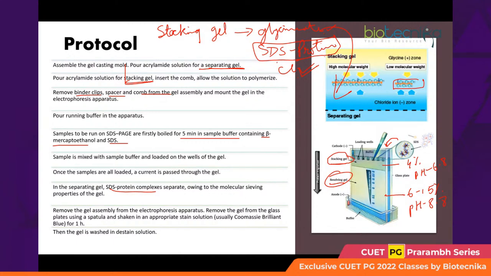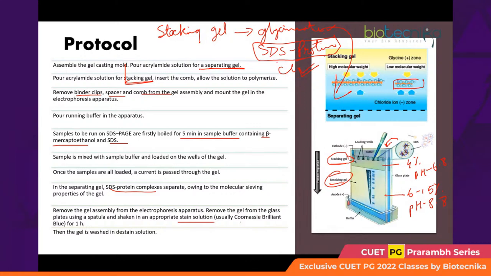The gel is stuck between two glass plates, so very carefully we have to take it out. Remove the gel assembly from the electrophoresis apparatus. Remove the gel from the glass plate using a spatula, and then it is shaken in a staining solution. That staining solution will help us in staining the separated protein bands.